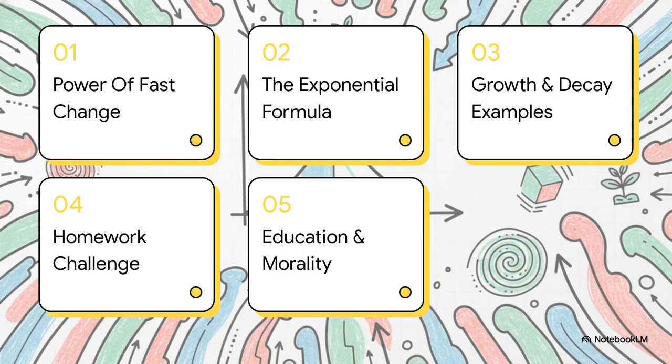Here's our quick roadmap for today's lesson. First, the power of fast change. Second, the exponential formula. Third, growth and decay examples. Fourth, your homework challenge. And finally, number 5, education paired with morality.